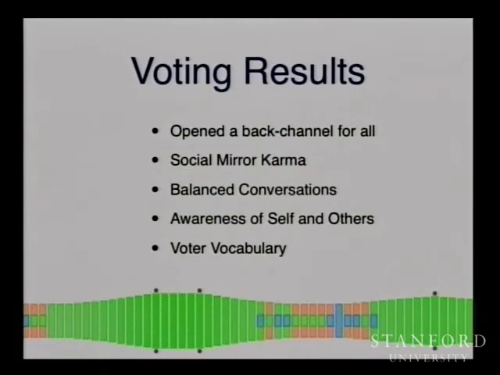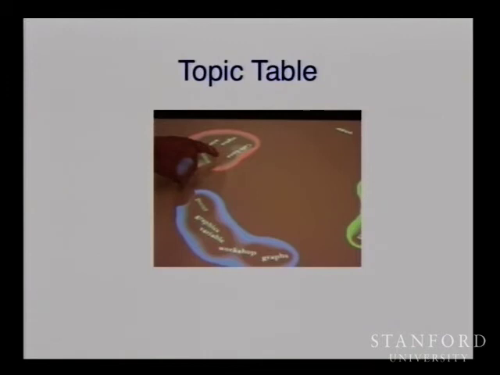So I still have some time, and I'm going to show you our latest table right now. This one is called Topic Table. A lot of people were working on topic clustering: you have a huge corpus of text, and people cluster it into topics. But speech recognition is not that good, and on top of that the clustering is not that good. So you're doing clustering on top of really bad speech recognition. How might we use HCI to play with this a little bit?